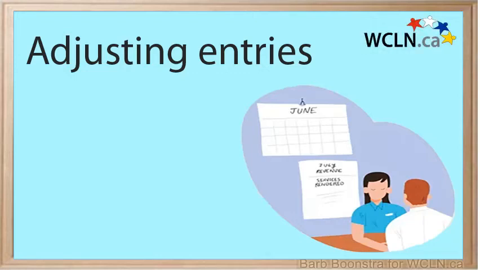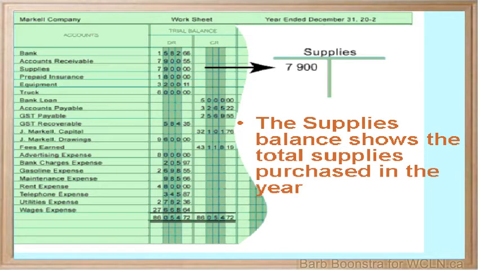The purpose of adjusting entries is to accurately assign revenues and expenses to the accounting period in which they occurred. Let's look at some adjustments. For supplies, start with the supplies figure from the trial balance. In this case, the balance would be $7,900.